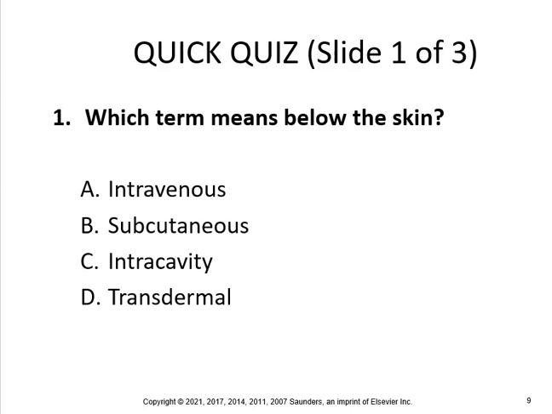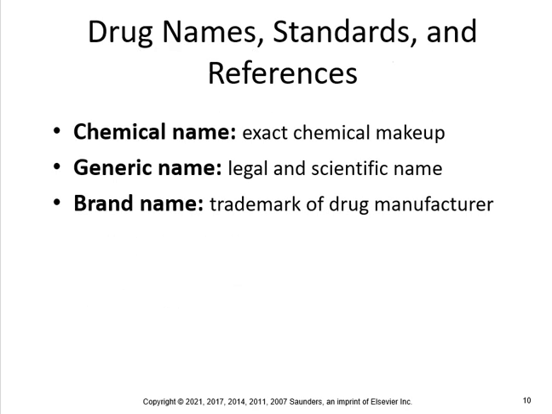But which term means below the skin? That would be B. That would be subcutaneous. Okay. So the chemical name is the exact chemical makeup. The generic name is the legal and scientific name. And the brand name is the trademark of the drug manufacturer.